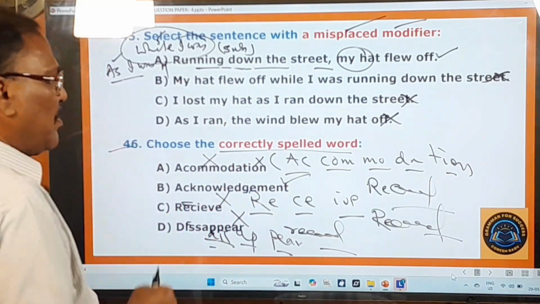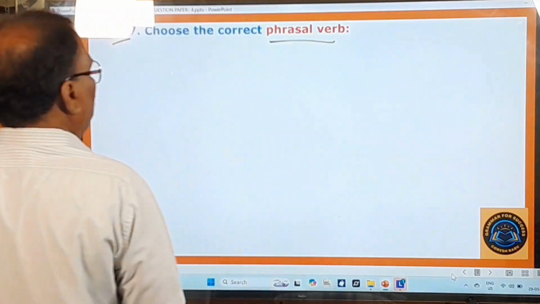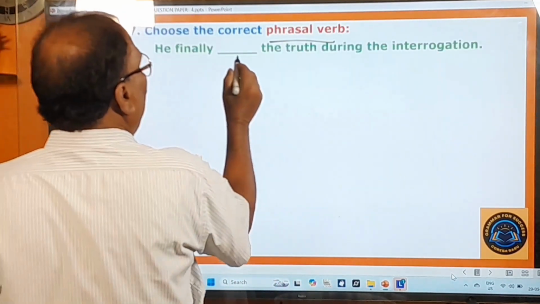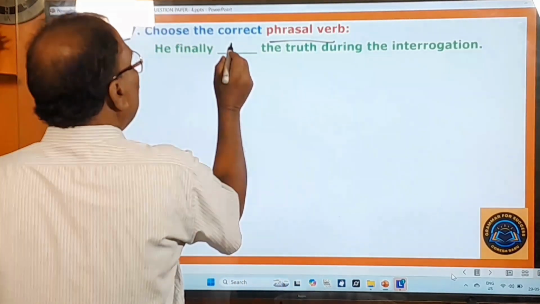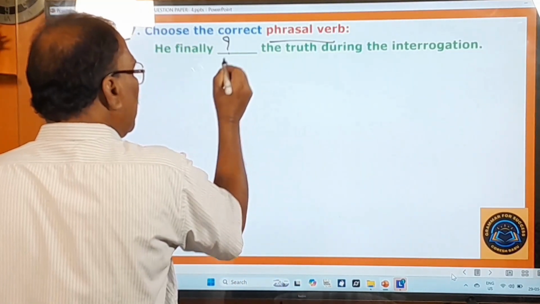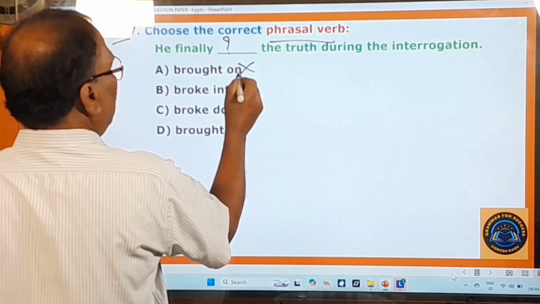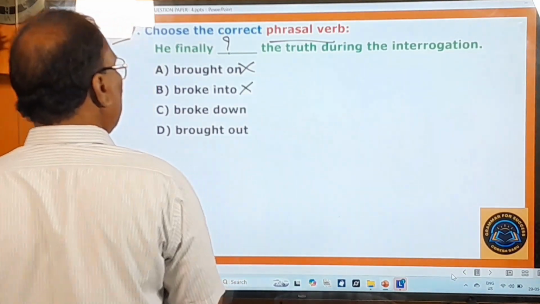And now you move on to other questions. 47th question. Choose the correct phrasal verb. He finally dashed the truth during the interrogation. So here, what phrasal verb to be used in this blank? Here you pay attention. Brought on. Okay, this cannot be used. Broke into is also not correct.